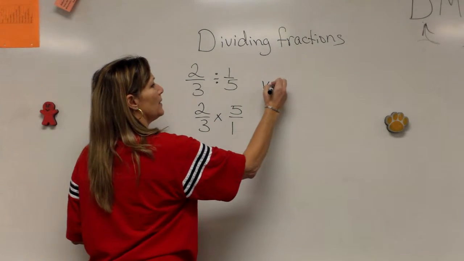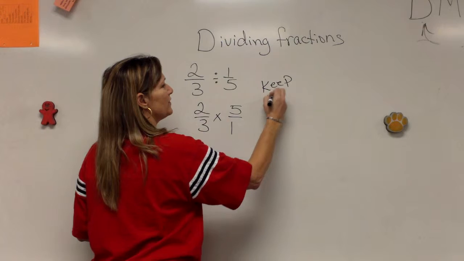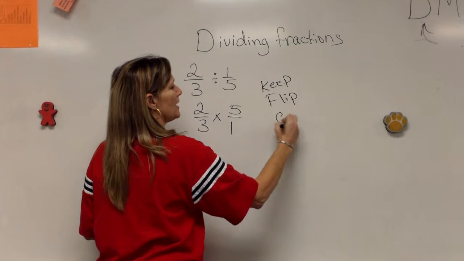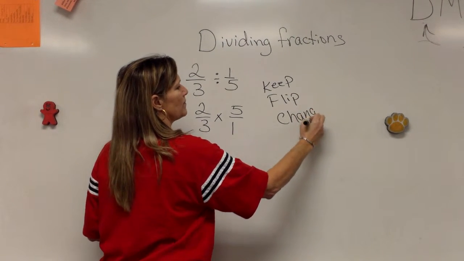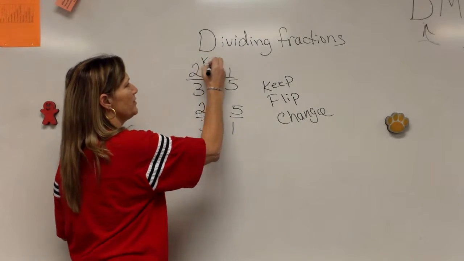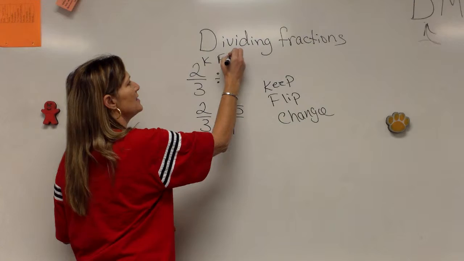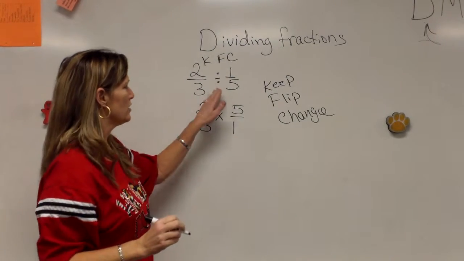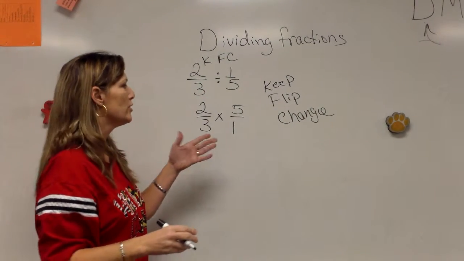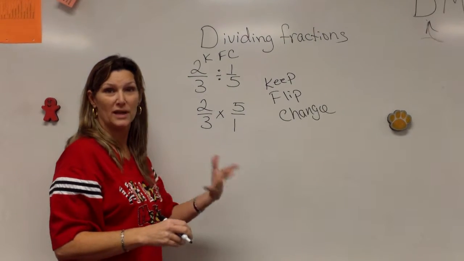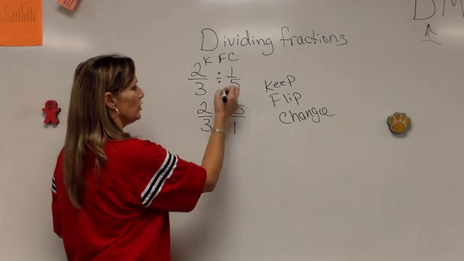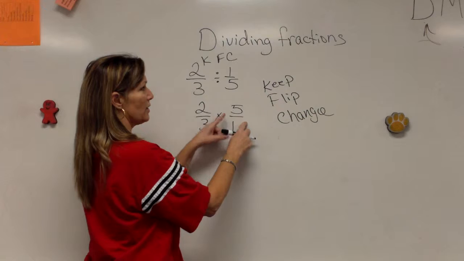We keep, we flip, and we change. You keep the first, you flip the second, and you change to a multiplication sign. You're actually doing a multiplicative inverse. You are multiplying by a reciprocal.